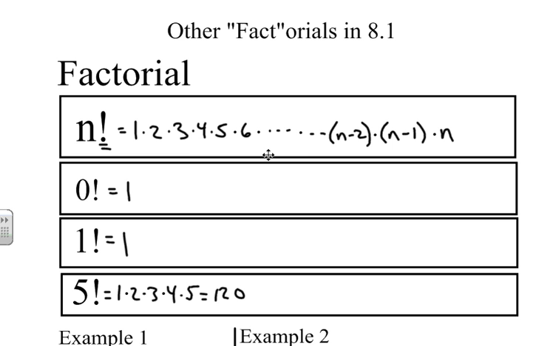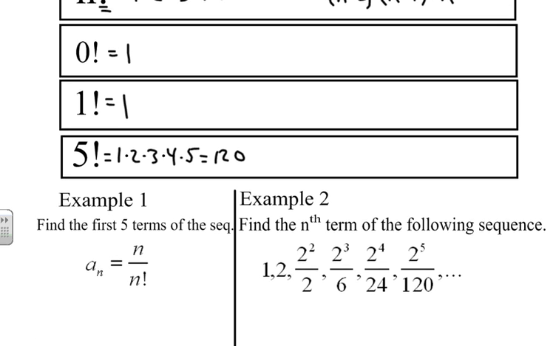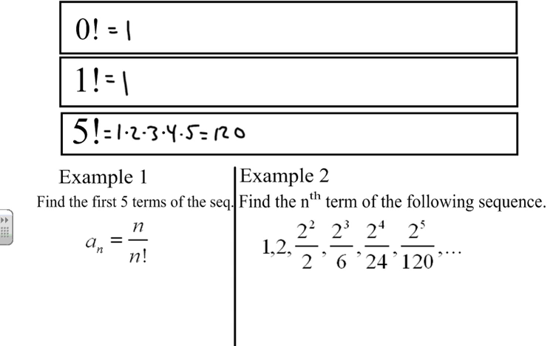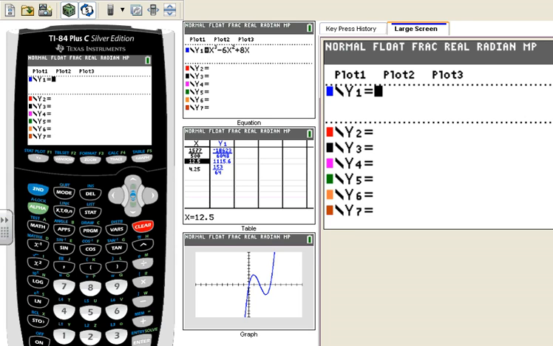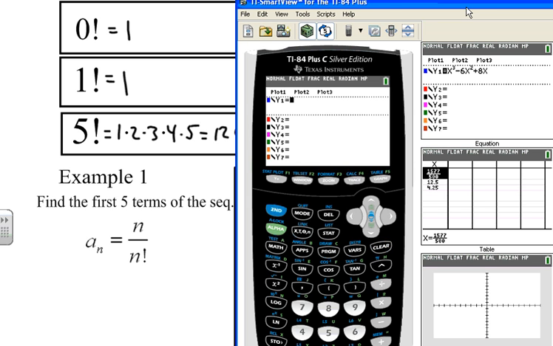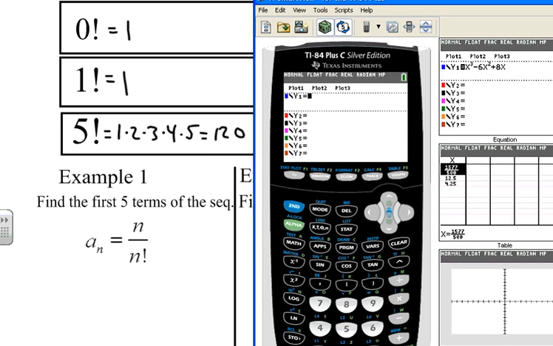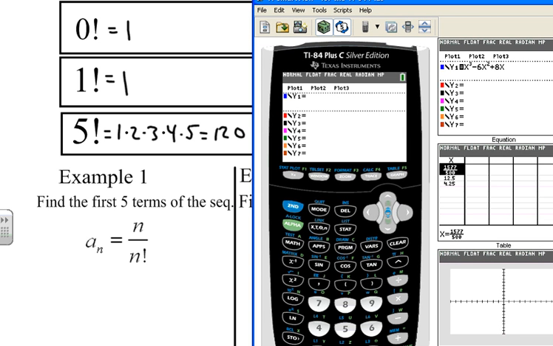After you do factorials a little bit, you get to generate these numbers rather quickly. Now, we have 2 different examples of using factorials. Just so everybody knows, a factorial can be found on your calculator right here. We can find the first couple of terms by typing this into our y equals. I'm just going to make it x, because sequences are very similar to functions. So in my y equals, I'm going to have x divided by x factorial.